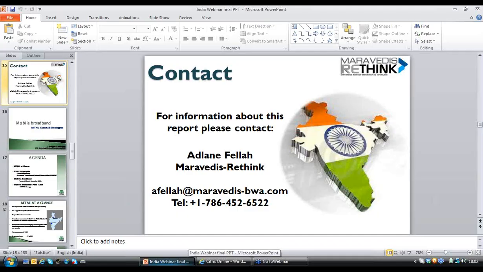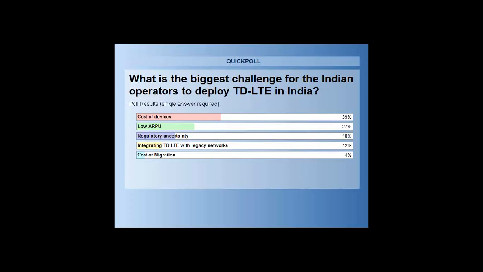Yes, I think that very much backs up some of the themes that Basharat was just covering, that the critical factor for 4G in India, perhaps more than most other markets, is the cost of devices. We can see that almost 40% of respondents name that as the biggest challenge. So that's interesting to see. The second one being the low ARPU. Of course, to an extent, those two things go together in the business case. So I think that very much reflects the findings that we have in some of our bigger studies as well.